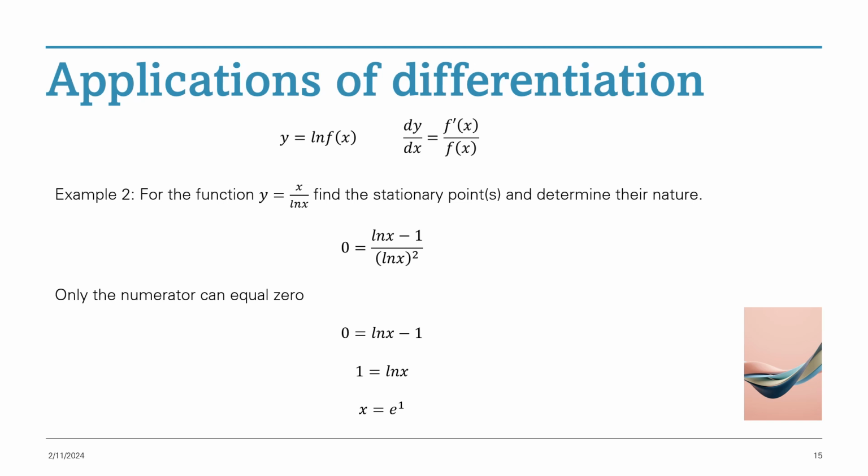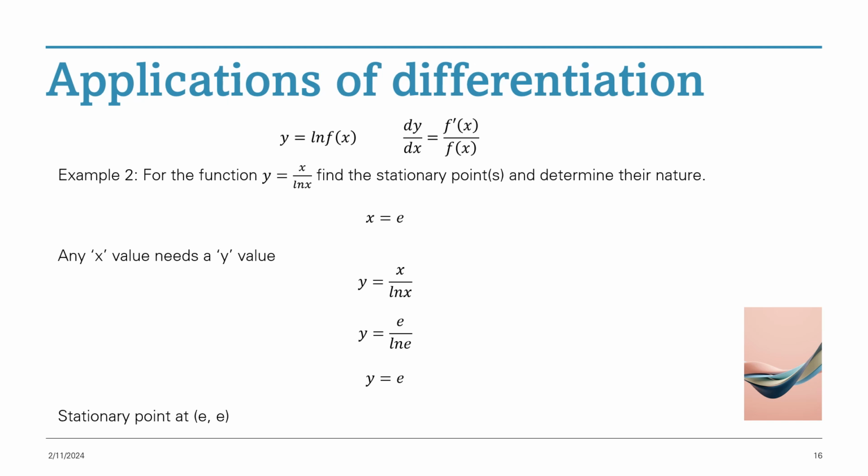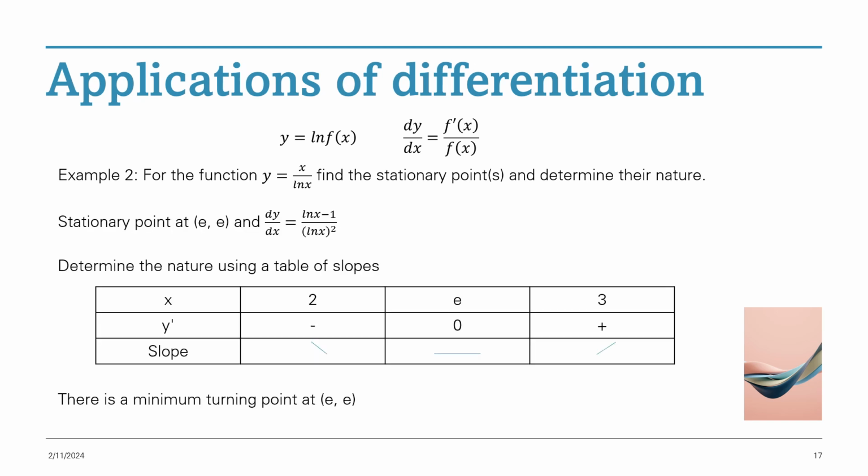And we're finding a stationary point, so a point is an x and a y value. So if x equals e, and I substitute it in, I get e over ln e, and log base e of e is 1, so y equals e. So we have a stationary point at the point (e, e). Table of slopes: e is 2 point something, so we pick a value either side. So we pick 2 and 3, substitute it in, and at 2 it's a negative, and at 3 it's a positive. So therefore we get a minimum turning point at the point (e, e).